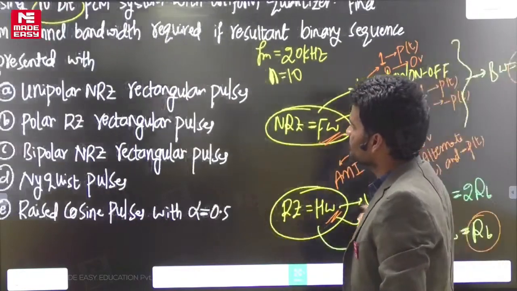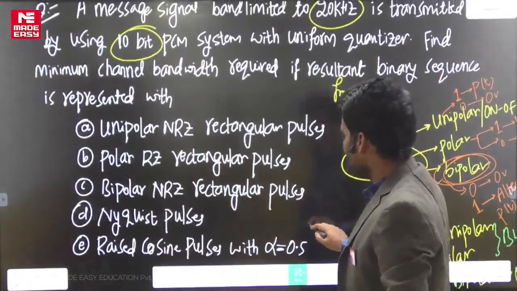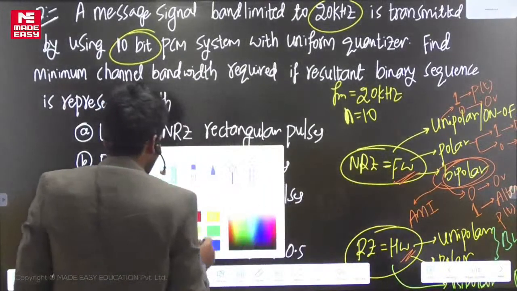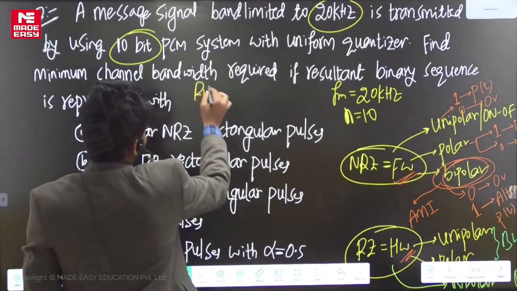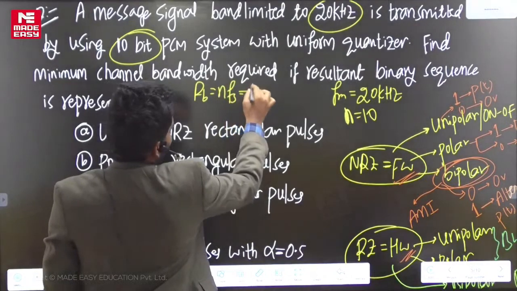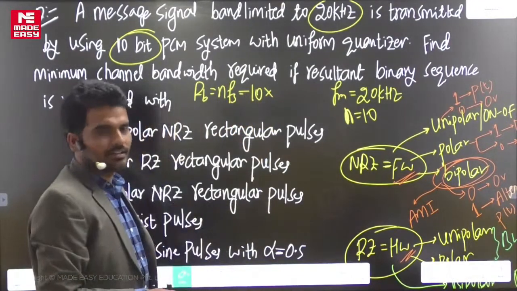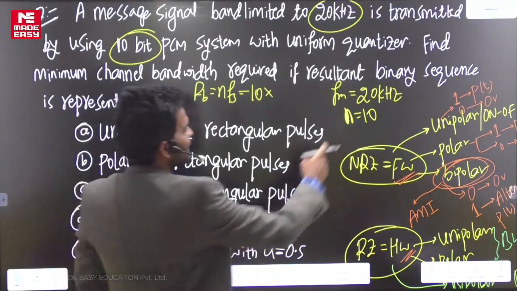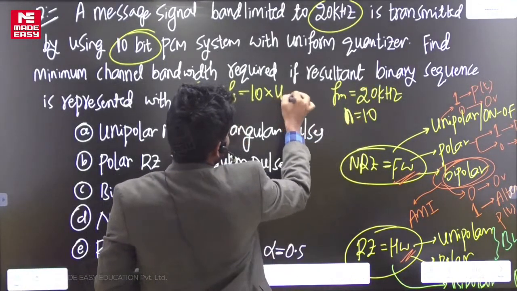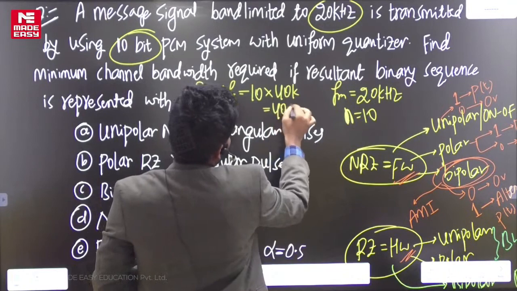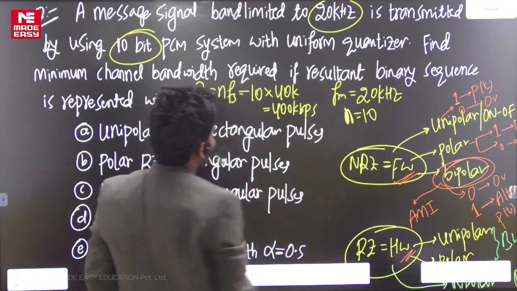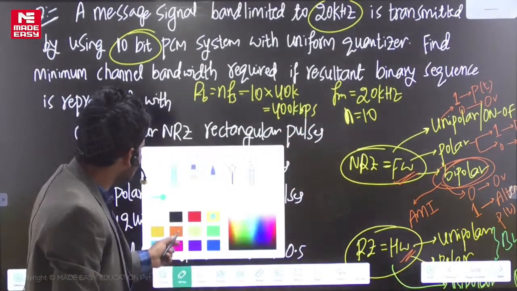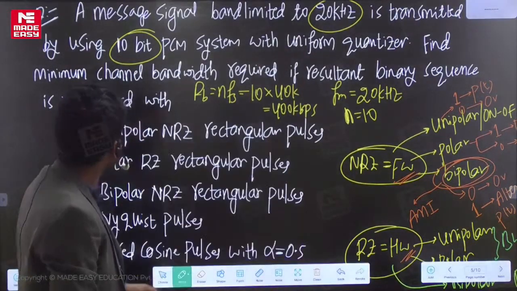Now come to this. First let's find RB. RB equals N times Fs. N is given as 10. Fs, the sampling rate, is not given, so the default is the Nyquist rate. Nyquist rate is 2fm, which is 40k. So it is 400 kbps. Now let's find out the bandwidths here.